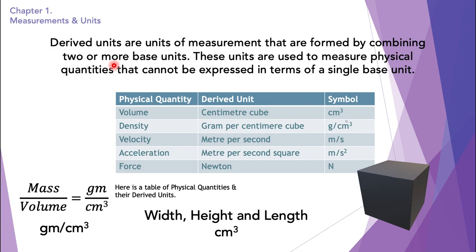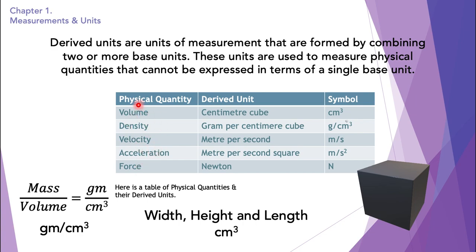It's not necessary that a derived unit is supposed to be made of only base units. It can be made up of derived units as well. For example, density is made up of gram per centimeter cube. So centimeter cube is a derived unit of volume, and grams is a base unit of mass. Now let's read some of the physical quantities and their derived units in this table.